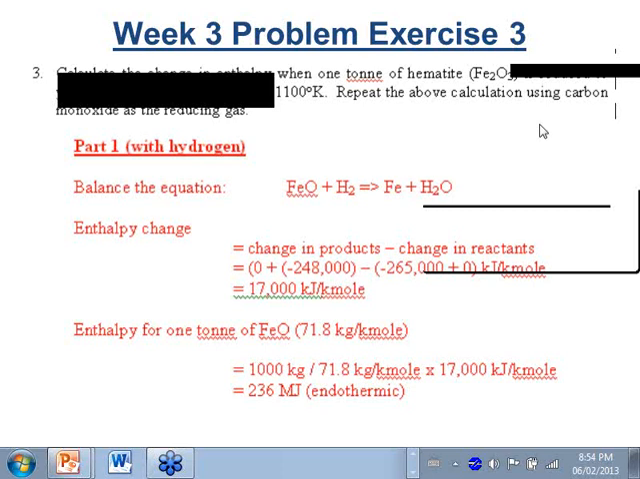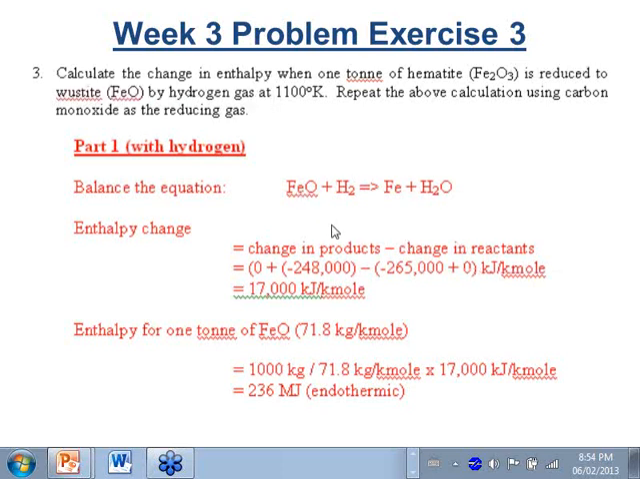So this reaction here, and this is key for next week's discussion, by doing reduction of wustite with hydrogen renders an endothermic reduction reaction where heat is required or taken from the process.